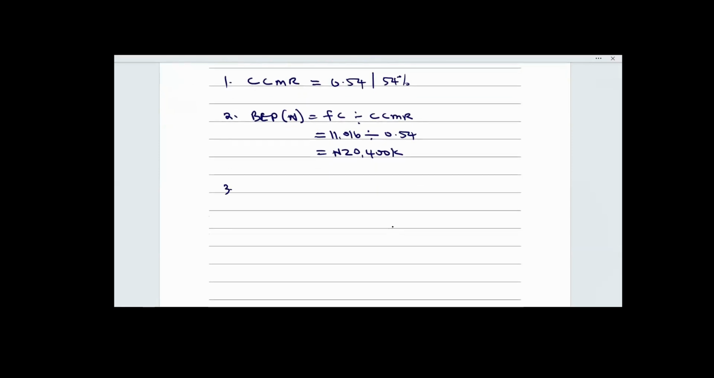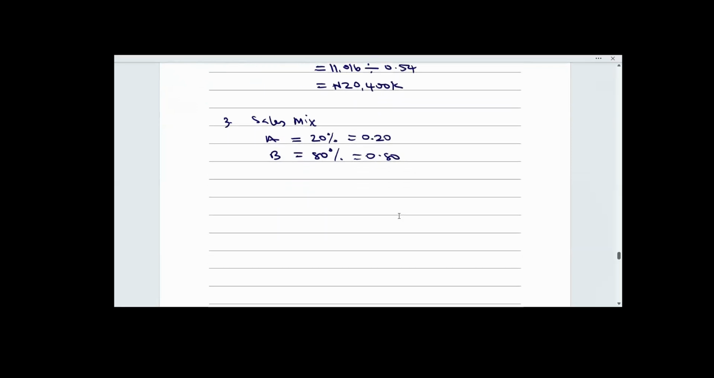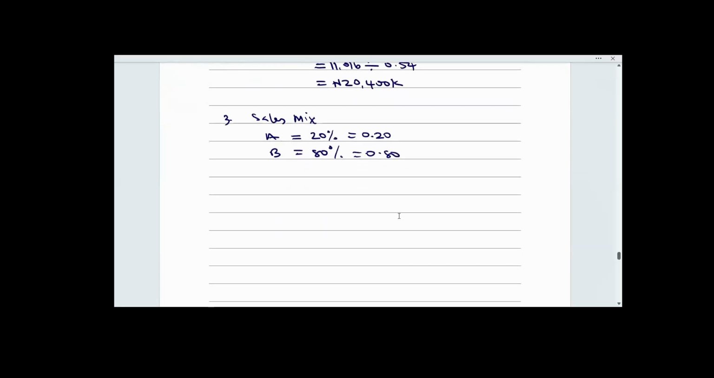Step 3 says you should calculate the sales mix for A and B. We already know the sales mix. The examiner has told you that 80% is attributed to product B, which is equal to 0.8. If 80% is for B, 20% is for A, that's 0.20. That's the sales mix. You can see it's not difficult. You just have to think outside the box.